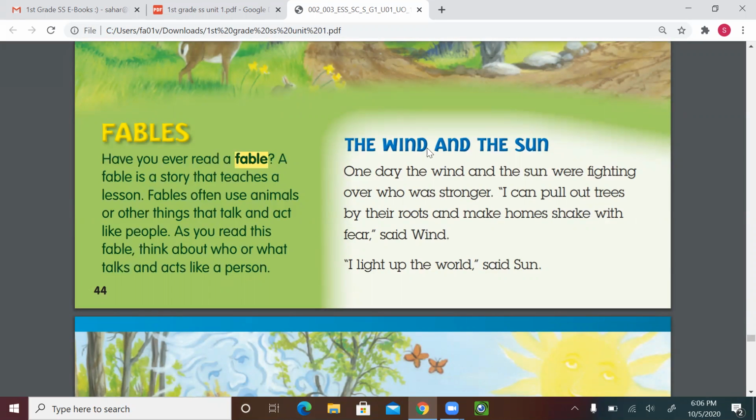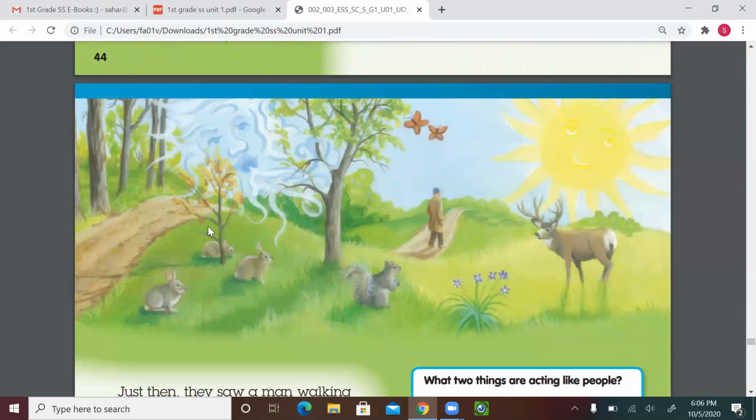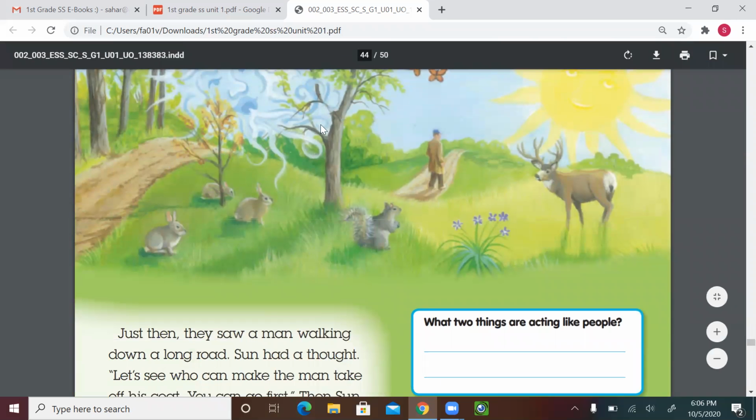So as you see, the wind and the sun have an argument or fight. And of course, in this story, they act like humans. So we will be hearing that the wind said and the sun said, like when people talk. So in the first part, the wind and the sun were fighting over who was stronger. The wind said, I can pull out the trees by the roots and make homes shake with fear. But the sun said, I light up the world. And with the picture here, we can see this is the sun and this is the wind.